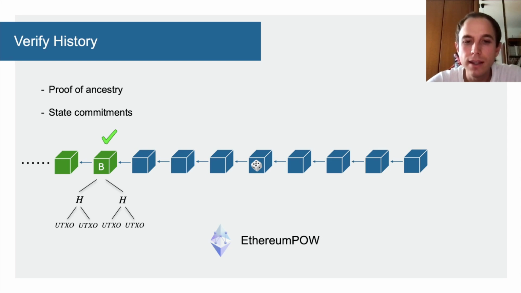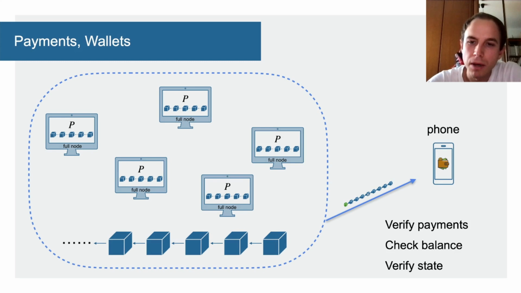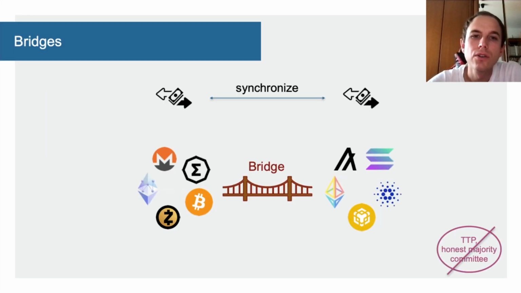And this is something that is done in Ethereum proof of work, for instance. Although Ethereum proof of work is not a UTXO-based blockchain but an account-based one, they still use a similar mechanism to commit to the state of the blockchain. If we have this in place, we can, on our phone, run this and verify payments, check the balance, and also verify any statement about the current state of the blockchain.